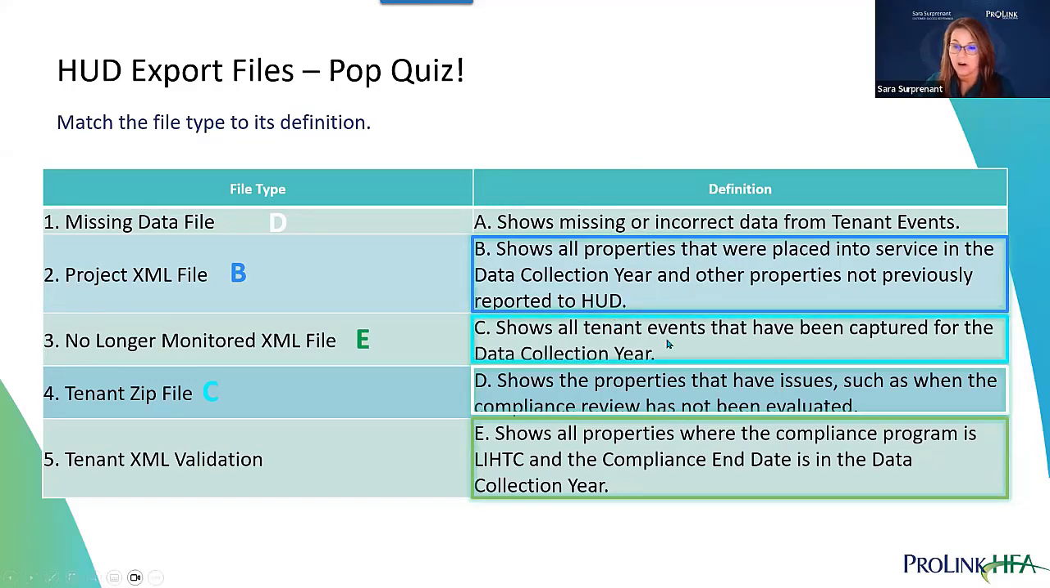Tenant zip file, all the tenant events that have been captured for the data collection year for all the properties that have LIHTC currently active during the data collection year. And then we have the XML validation, which is just showing missing or incorrect data from tenant events, like any rents that go over HUD's amount or anything that has a negative value, as those are not allowed by HUD.